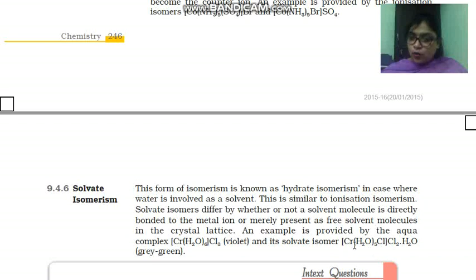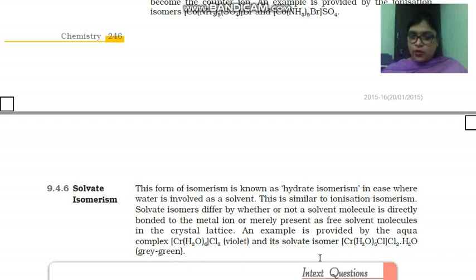You can write chromium [Cr(H2O)4Cl2]. Then only the coordination number will remain 6. Here H2O4 and Cl2. If two chlorides are present inside the coordination sphere, then one Cl will come outside and 2 molecules of H2O will move outside, because here it is 4. In this way you can prepare another isomer of this compound.